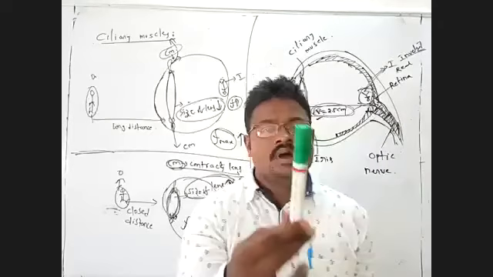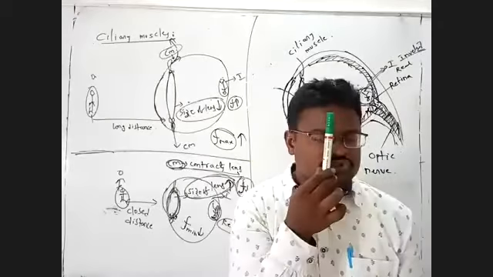But when the object is very close to the eye, I'm not seeing the full part of this object. But at a distance of 25 centimeters between object and eye, I'm able to see the whole object.